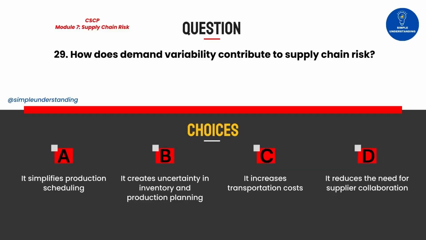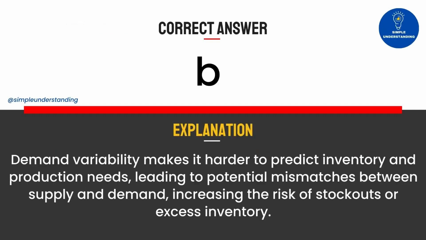29. How does demand variability contribute to supply chain risk? A. It simplifies production scheduling. B. It creates uncertainty in inventory and production planning. C. It increases transportation costs. D. It reduces the need for supplier collaboration. Correct answer, B. Explanation. Demand variability makes it harder to predict inventory and production needs, leading to potential mismatches between supply and demand, increasing the risk of stockouts or excess inventory.